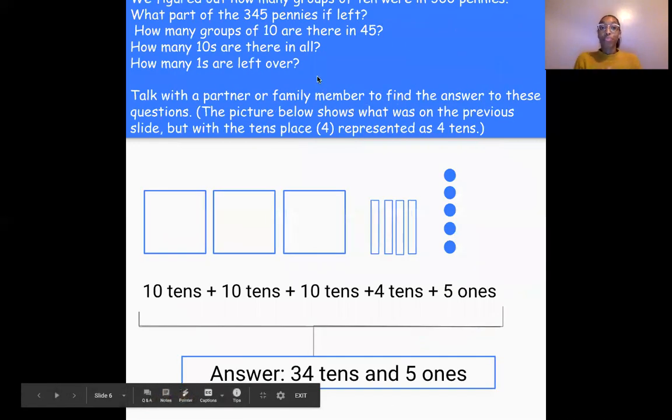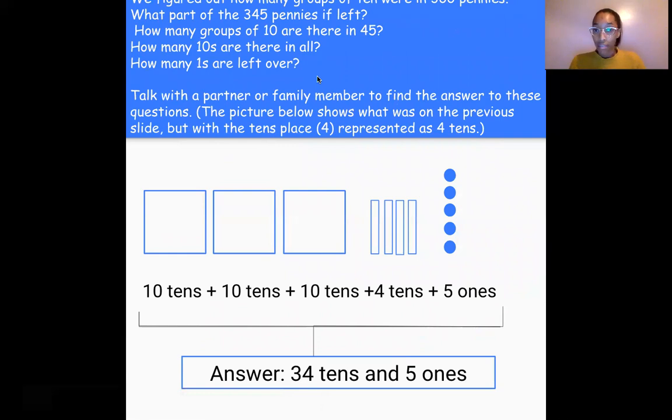So now, we thought about our groups of 10 inside of those 345 pennies. What part of 345 pennies is left? How many groups of 10 are there in 45? How many tens are there in all? How many ones are left over? So you can talk quickly what your thinking is around that.